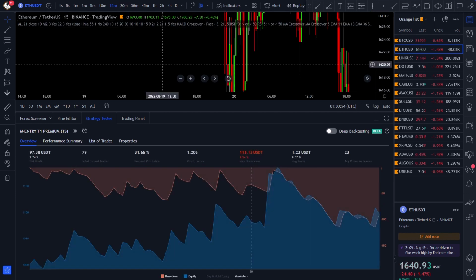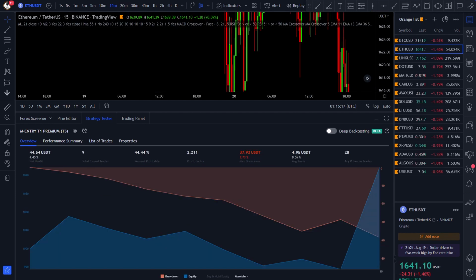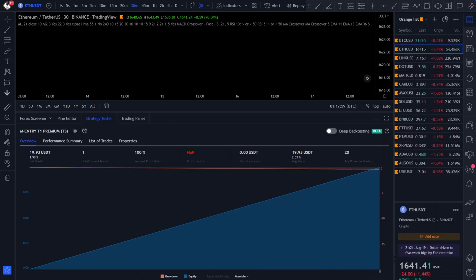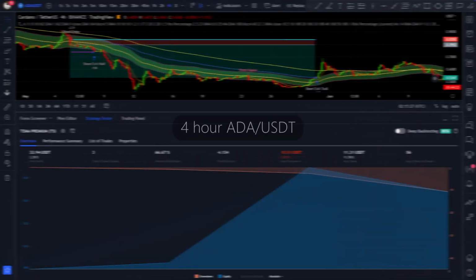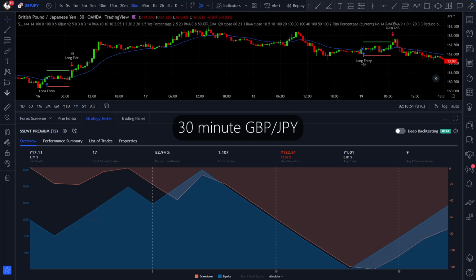Looking at the performance on the 15-minute chart, the strategy had made 4.5%, and on the 30-minute chart it took only 1 trade but made 2% net profit. We also have other optimizations like the 4-hour ADA USDT or the 30-minute GBP JPY, but I won't go into greater detail because they only had a few trades since.